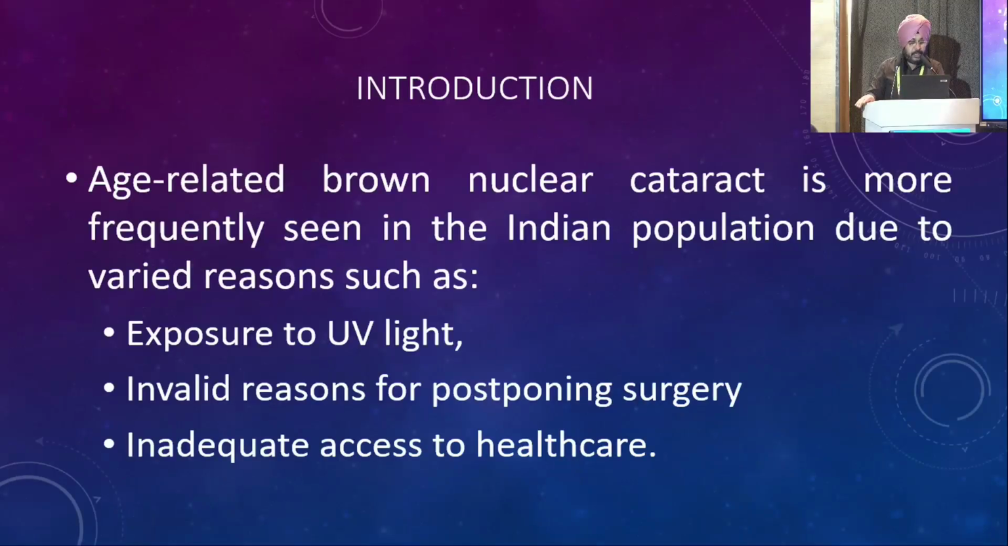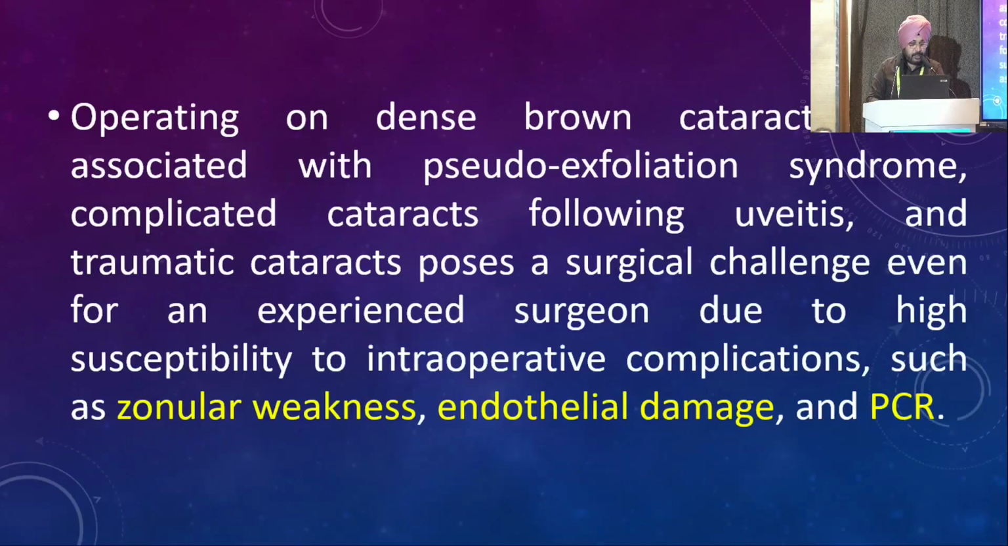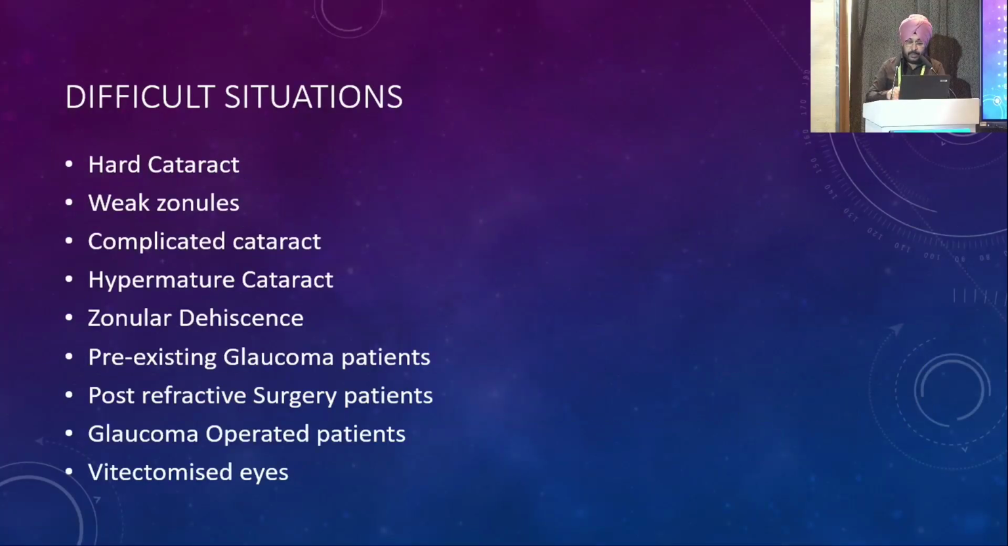So we all know that age-related cataract is the commonest cause of cataract. There are difficult situations which we encounter in our day-to-day surgical practice, and the most common is the hard cataract. When we find that the cataract is very hard, a grade 4 brunescent cataract or grade 5 cataract, then it is very difficult to operate with either phacoemulsification or even with simple manual small incision cataract surgery.